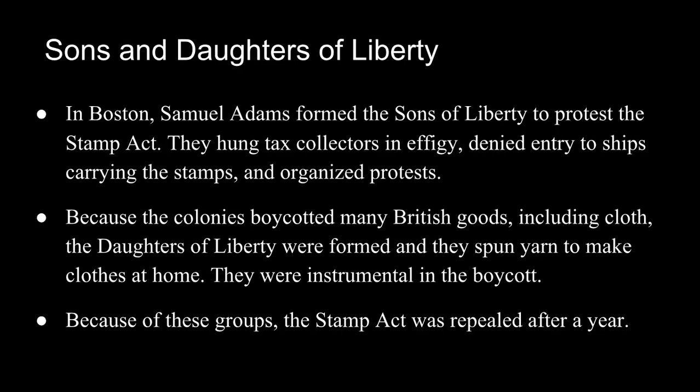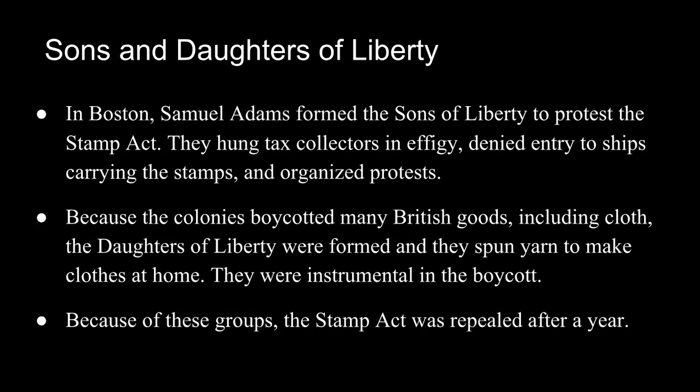Because the colonies boycotted a lot of British goods, one of those things was cloth. The Daughters of Liberty were formed, and they spun yarn to make clothes at home. It was called homespun, and they were instrumental in this boycott because without someone actually making these clothes, the boycott really would have fallen through. It kind of gave practicality to the boycott.